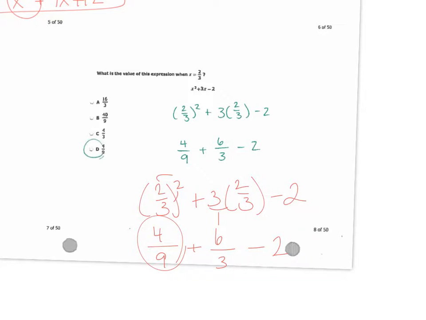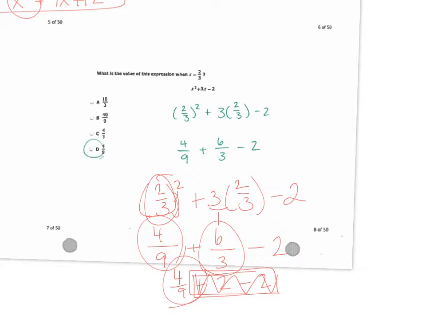4 over 9 I can't simplify. 6 over 3 I can simplify to 2. So I have 4 over 9 plus 2 minus 2. Notice plus 2 minus 2 is just going to make 0, so I'm left with 4 over 9. Again, if you are doing this on your SOL, you could probably turn this into a decimal, or you could type it in your calculator exactly as you see it. How you type fractions in your calculators, you would just do 2 divided by 3. Flip your paper.